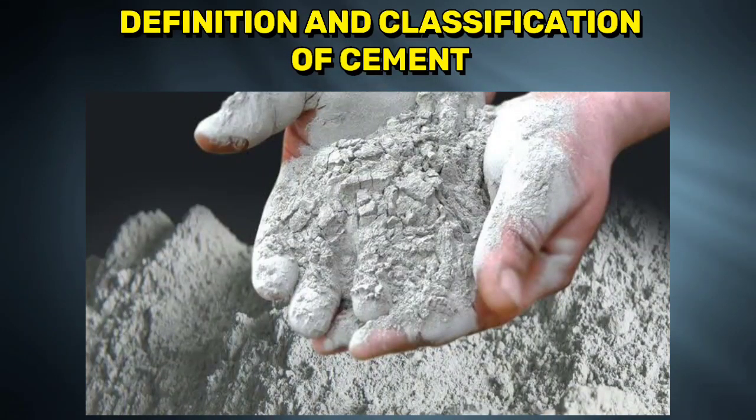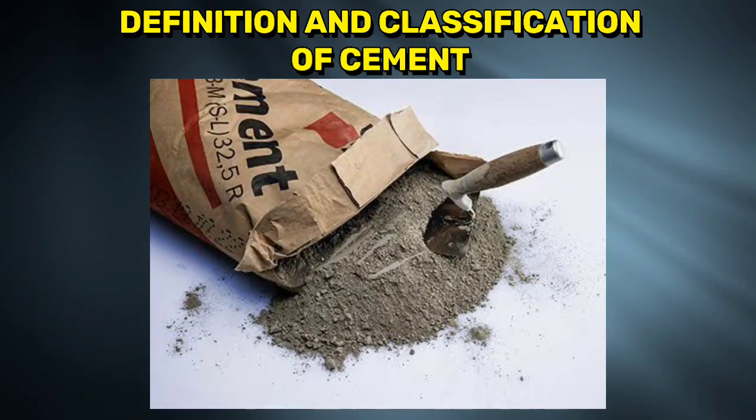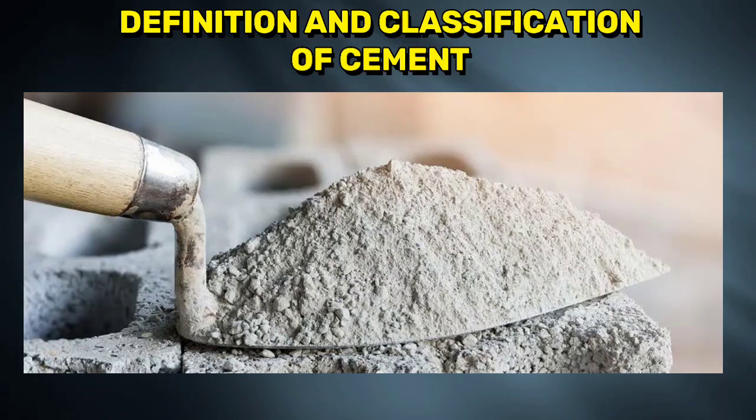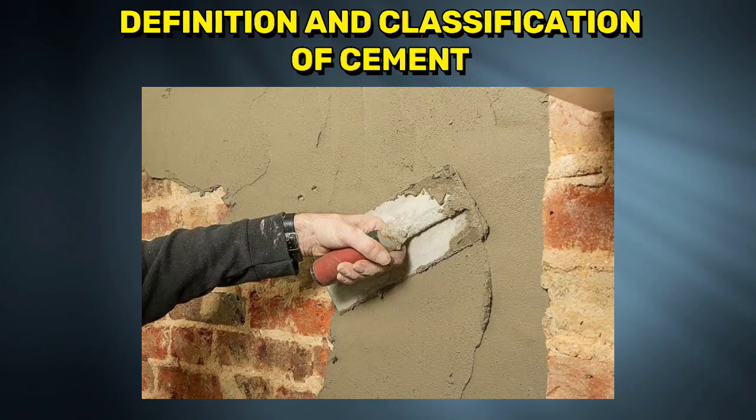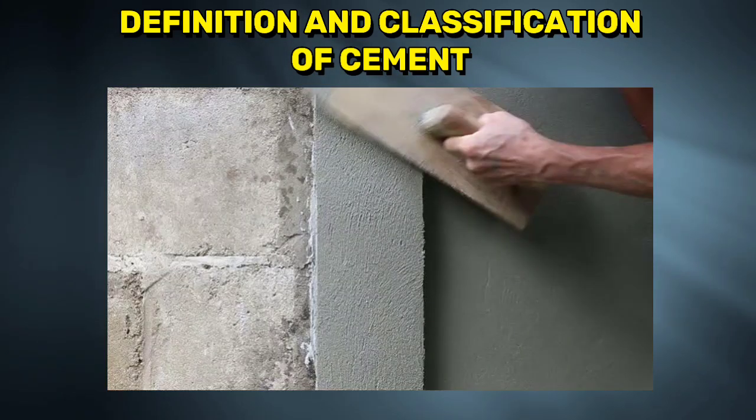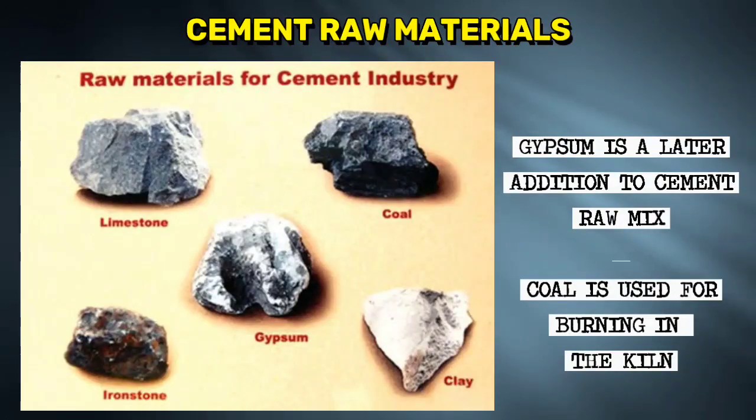Cement is a finely powdered substance that acts as a binding agent, setting and hardening to adhere to building units such as stones, tiles, and bricks. The main composition of cement includes limestone, sand or clay. Limestone is the source for calcium, sand is the source for silicon, bauxite is the source for aluminium, and then we have iron ore.